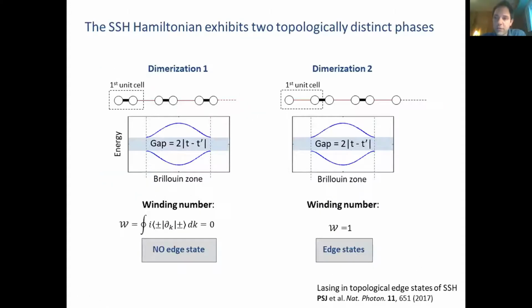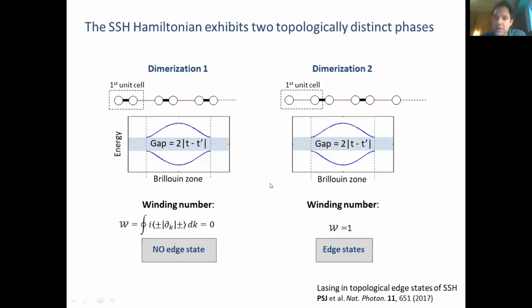And so we know that for this lattice, we have two possible dimerizations that we can define. Either we define it where the strong coupling is inside the unit cell, or the weak coupling is inside the unit cell. And of course, these two dimerizations for an infinite lattice are completely equivalent, and the band structure is identical. You see here, you have two bands because you have two atoms per unit cell. They are separated by an energy gap, which is twice the difference in the hopping energies.